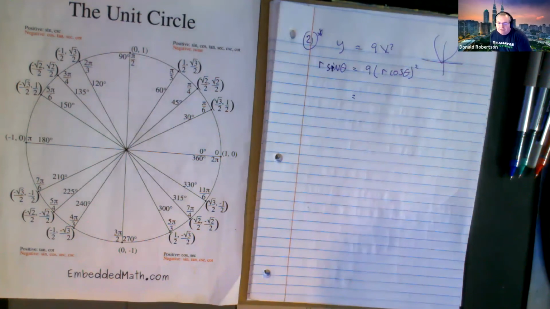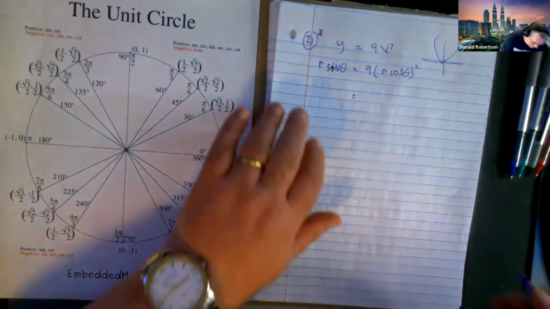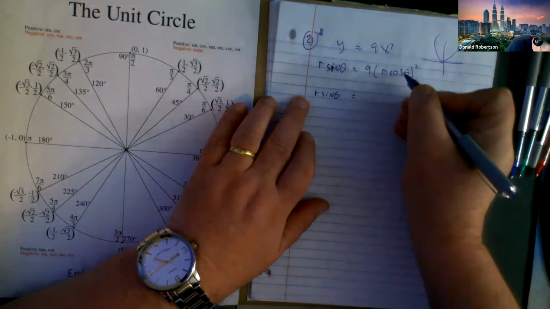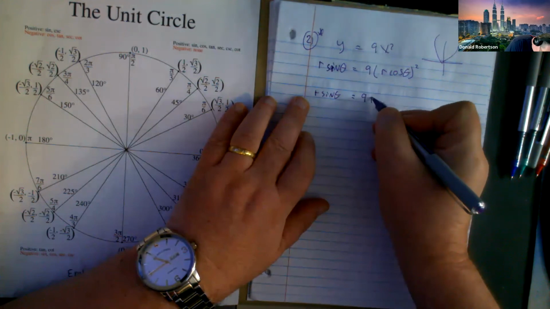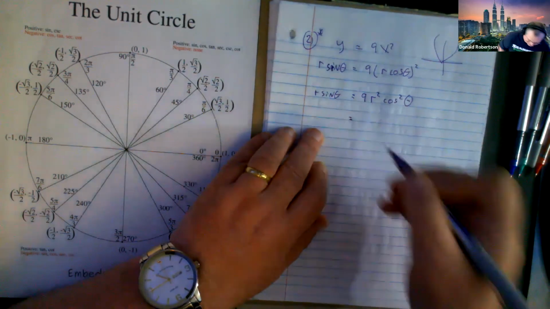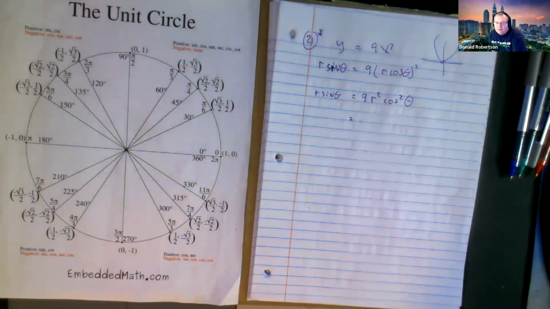Now, our goal is, if we can, to get it to be r equals. And if we can't, then we'll do what we can with what we have. So I've replaced the y with r sine theta. And I've replaced the x with r cos theta. So I now have 9 r squared cos squared theta. Okay, we need to do stuff. We need to make this prettier. And if at all possible, I'd like it to be r equals, which in this question can be done. It is possible.